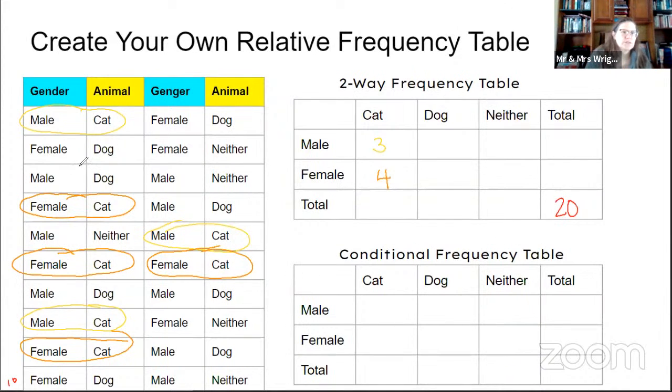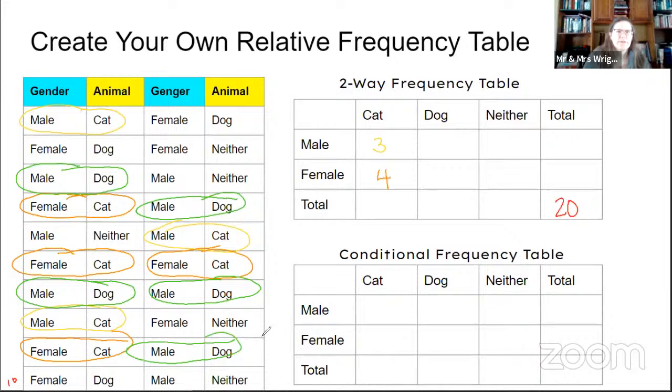Males who prefer dogs. There's 1, 2, 3, 4, 5. I think I got them all. Let's go with 5 there.